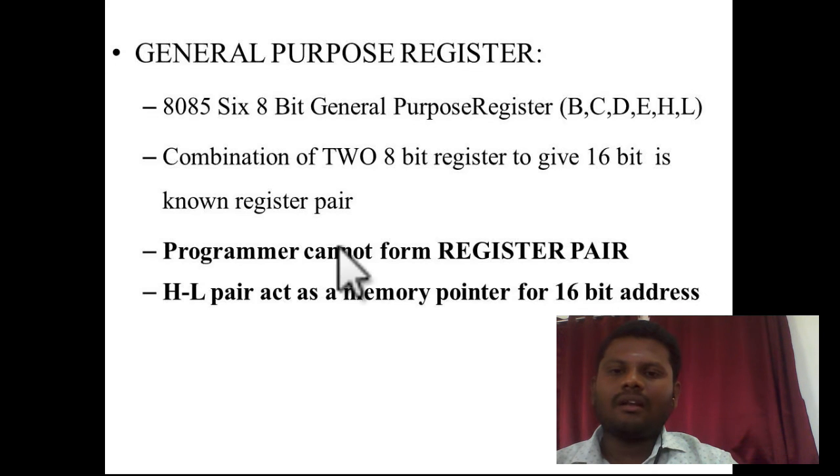The programmer cannot form the register pair arbitrarily. Based upon the working and the application, it is decided for the 16-bit register. As a programmer, I cannot declare that this is a 16-bit register. Based upon the application, the 8-bit registers can be paired to give a 16-bit register. The HL pair acts as a memory pointer for the 16-bit address. The HL pair is available in our architecture diagram.